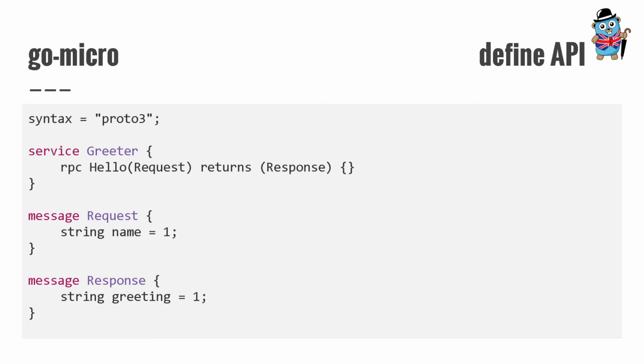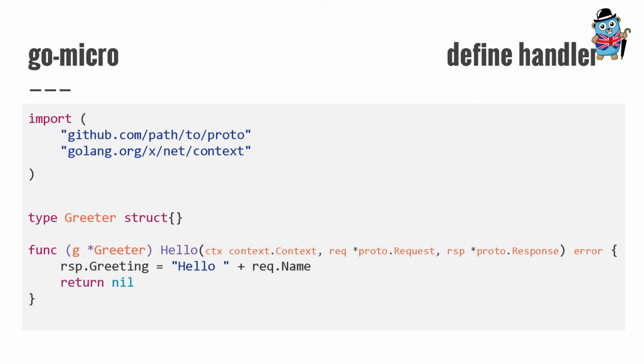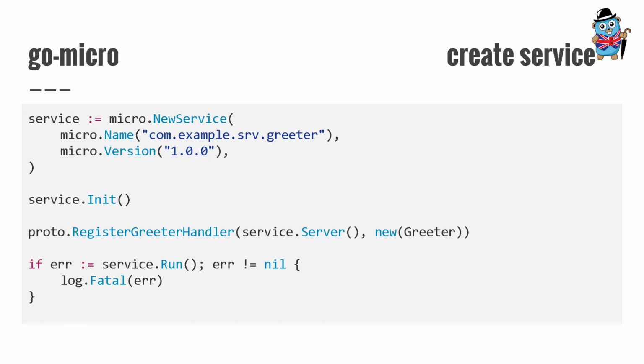So we compile this down, and then we can import this, and we can define our handler. You can see this handler, the greeter struct, and it has a method hello. The first argument is context, so we can do some interesting things with cancellation and deadlines and whatnot. Then it essentially takes a request, the concrete request struct, and a response. You'll see it's fairly similar to the net RPC signature, and then it also returns an error.